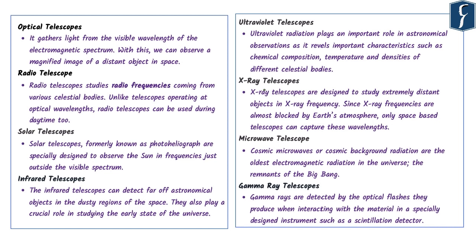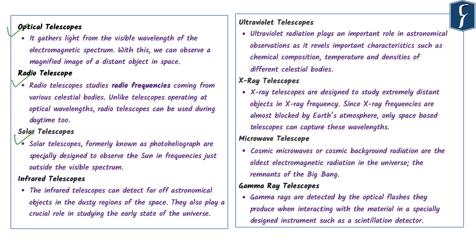Since we have talked about the visible light telescope, let's focus upon the other types of telescopes which are used for astronomy. These telescopes are primarily divided into 2 parts. First, the ground telescopes. So, optical telescopes, radio telescopes, and solar telescopes are primarily ground telescopes.